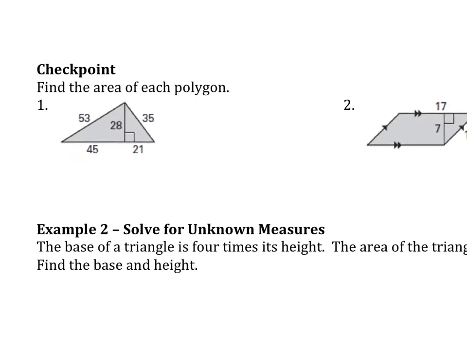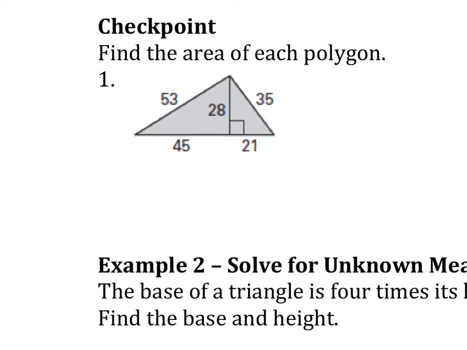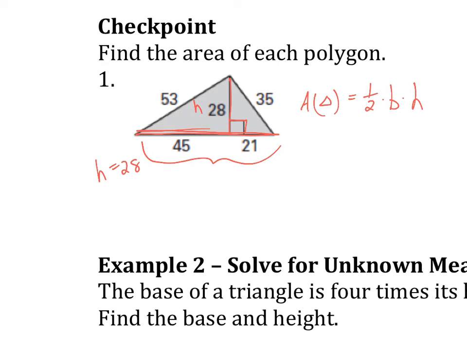And then the checkpoint is find the area of these two shapes. So find the area of the number 1 here. This is a triangle. The area of a triangle is 1/2 times the base times the height. So if you look at this, this right angle tells us the height. So we know the height is 28. Now we got to find out which one is the base. The base is going to be the part that's perpendicular to the height. So this would be 45 plus 21 is 66. So the base is 66.